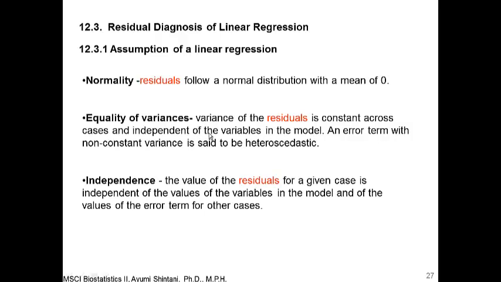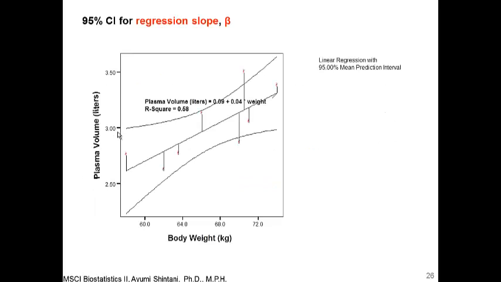This is similar to when we check the variance of the outcome variable within each group when you do a t-test. Equality of variance means, if you consider the normal distribution of residuals for lower body weight values, middle body weight values, or higher body weight values, the variation of these residuals has to be very similar. It shouldn't be changing by body weight. Okay, so I will show you an example.